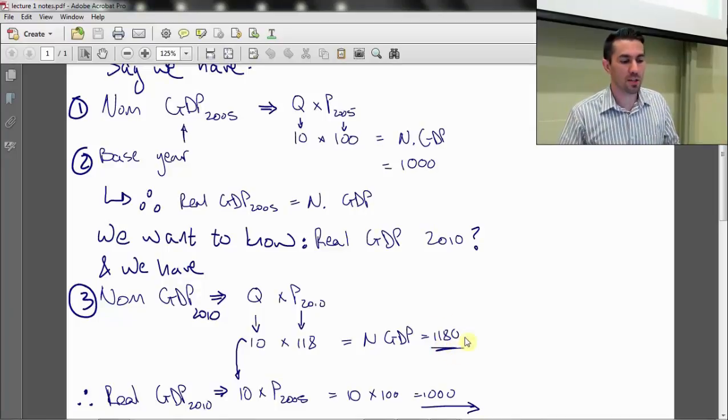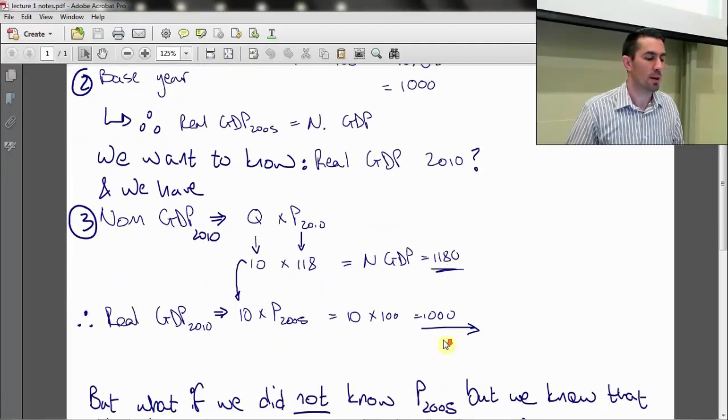In other words, this change is not due to a change in real economic activity. In other words, we haven't had any real economic growth. The only thing that's changed is the price level. And we know that by comparing real GDP in 2010 with real GDP in 2005. And real GDP in 2005 was 1,000. Real GDP in 2010 is 1,000.